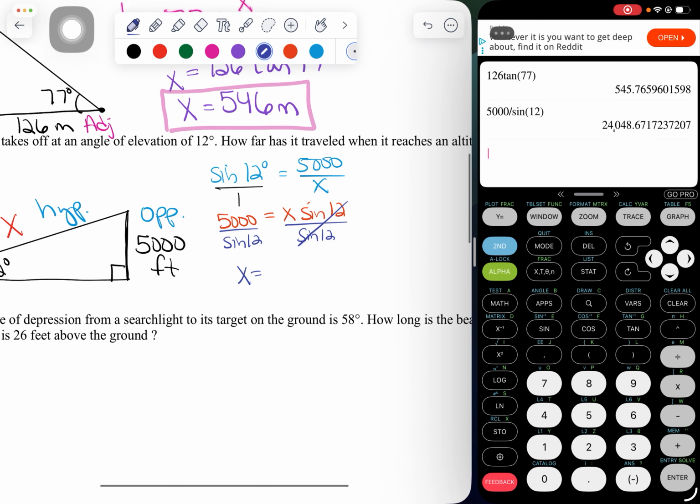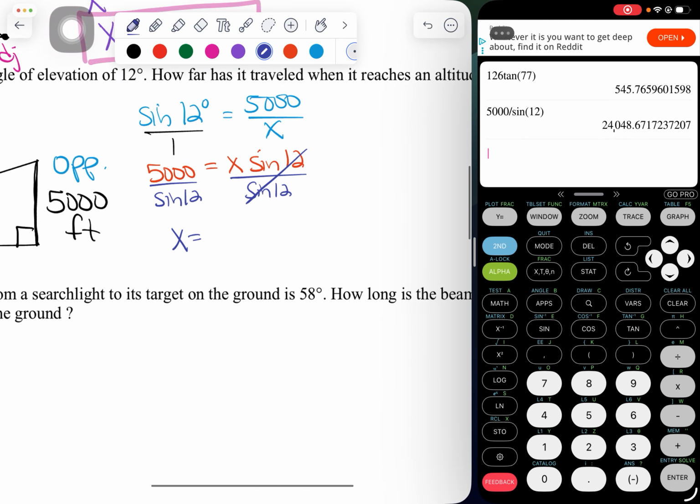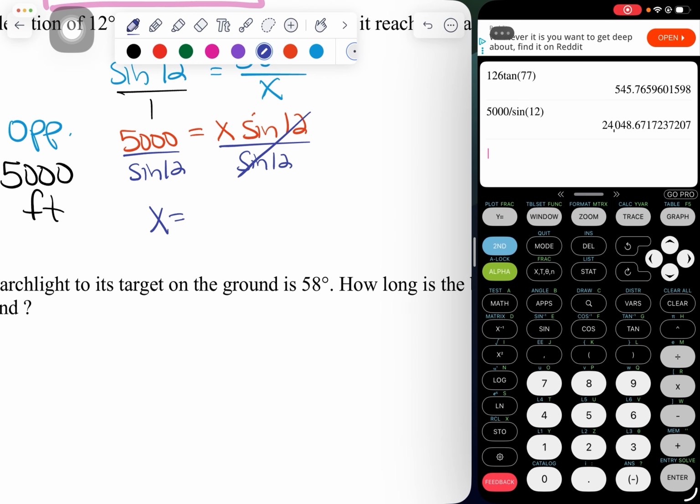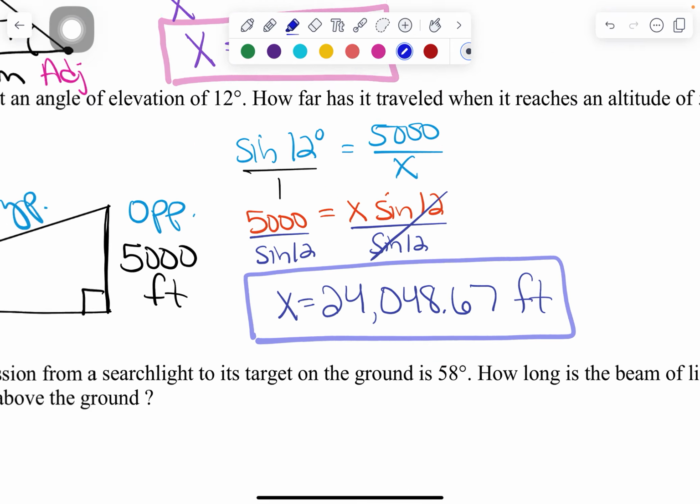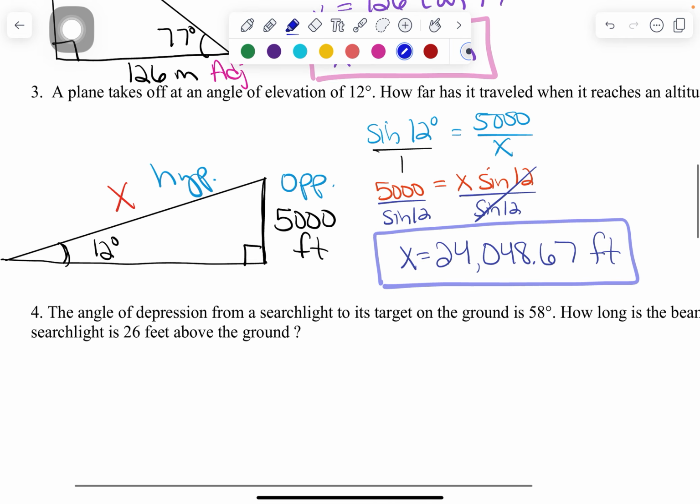Let me take a quick look. There are no rounding instructions in this one, so I'm going to go ahead and round to 2 decimal places. So 24,048.67 feet. That is a lot of feet. And you don't have to do any kind of conversion there. It's just that is what it is.